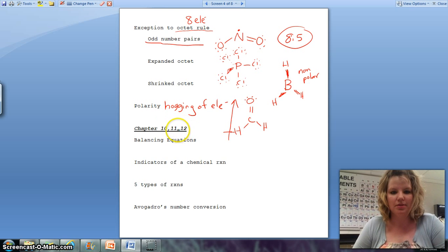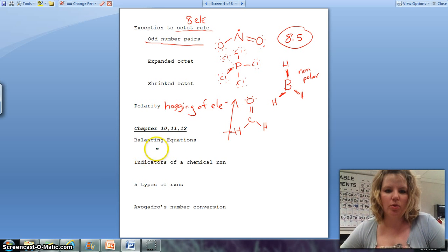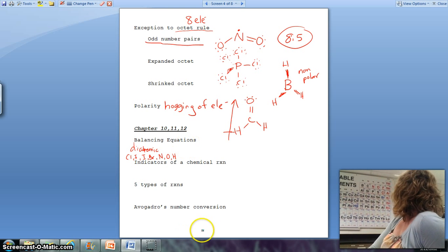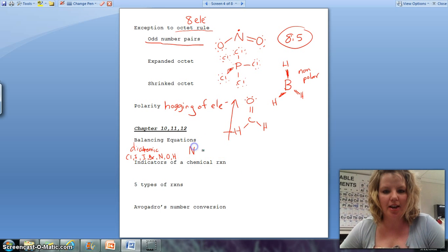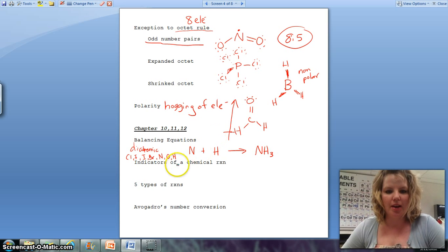Now that all built on each other, and it was preparing us for chapters 10, 11, and 12. Balancing the chemical equation was what we started off with. In balancing an equation, a couple of really important things are diatomic molecules. Remember: chlorine, fluorine, iodine, bromine, nitrogen, oxygen, hydrogen. Those are pretty much the ones that we use. So when we have an equation like nitrogen gas plus hydrogen gas yielding ammonia, NH3, we would have N, and since it's a diatomic molecule, it needs 2.